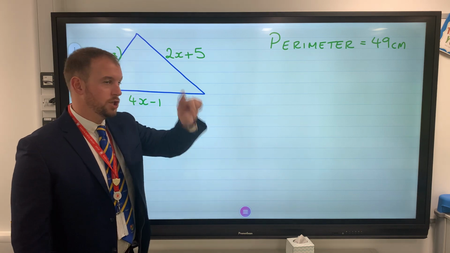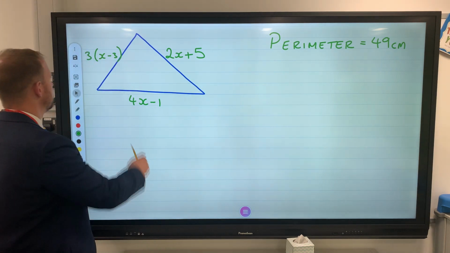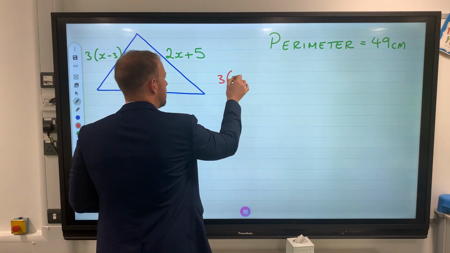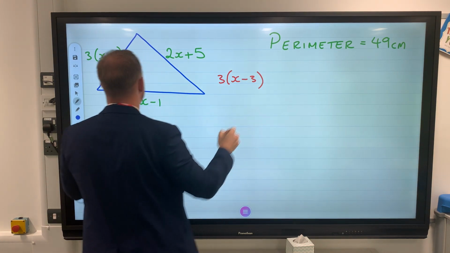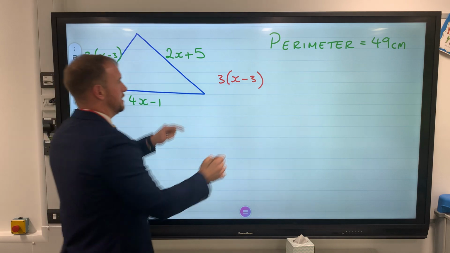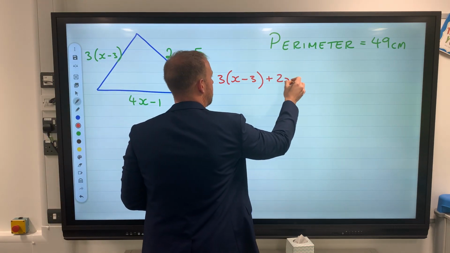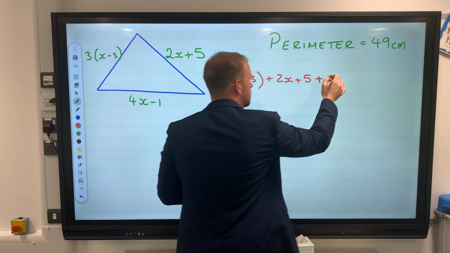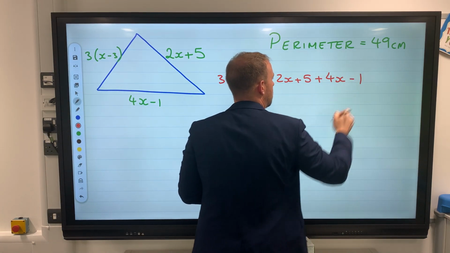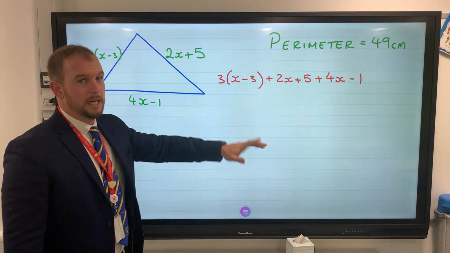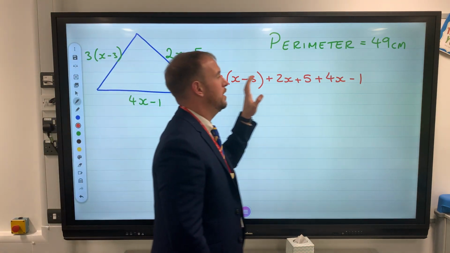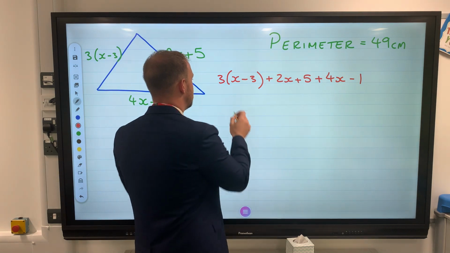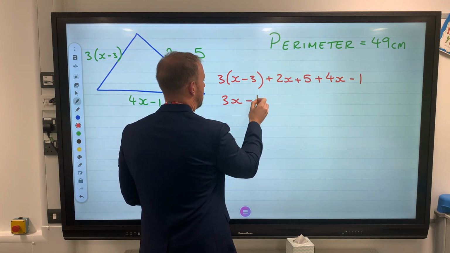Perimeter is the total of all the sides, so we're going to add all of these together. So we've got 3x minus 3, which is this side here, add 2x plus 5, add 4x minus 1. That is an expression, and you would get the mark for writing it as long as that. The question may ask to simplify. So we can simplify by first expanding the bracket.